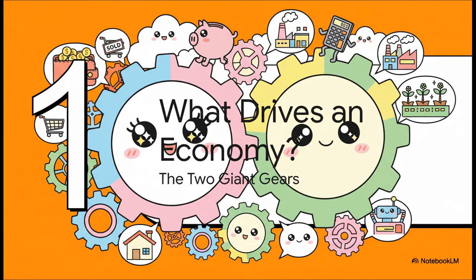Okay, so imagine the economy is this giant machine, right? And it has two main gears. One gear is what everyone plans to spend, the other is what everyone plans to produce. When those two gears are turning in perfect sync, everything's great. But when they're not, that's when you get big problems like unemployment or inflation.